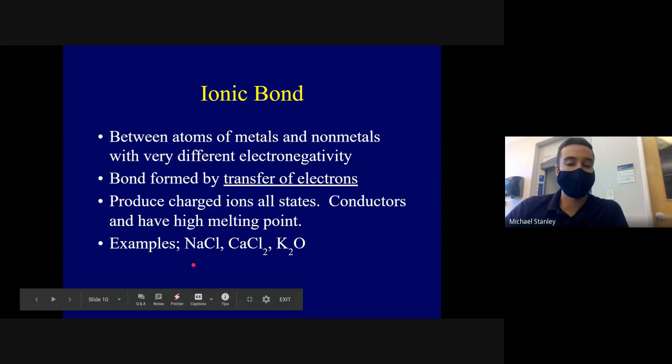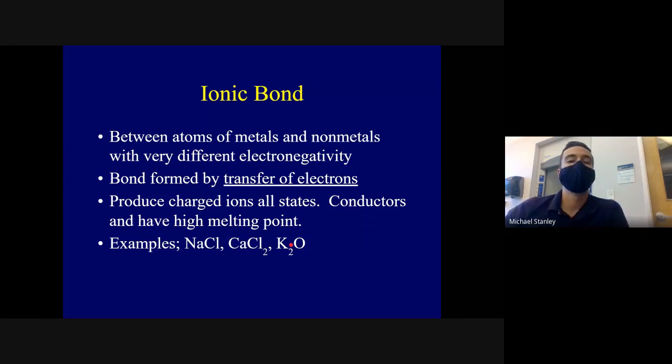So between things like sodium chloride, also known as table salt. So the salt that you use to put on your food and stuff is sodium chloride, which is formed by an ionic bond. Calcium chloride, also formed by an ionic bond. This is potassium oxide. So that is also formed by an ionic bond.